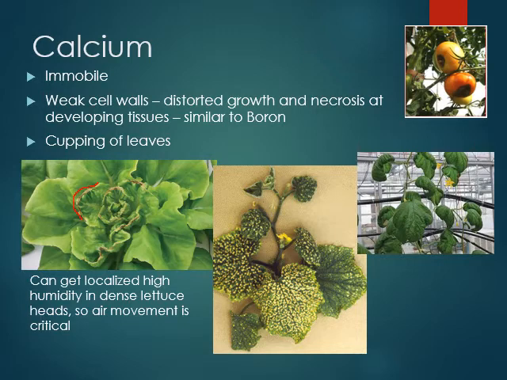So really important with lettuce that you have fans for air movement to make sure that those delicate leaves have enough transpiration happening. You can imagine a dense iceberg head of lettuce where the leaves are all folded in over each other, that you're going to have localized high humidity that's going to make it difficult to move calcium. So lettuce is particularly prone to it.